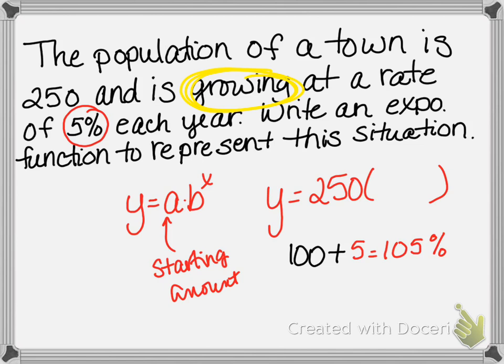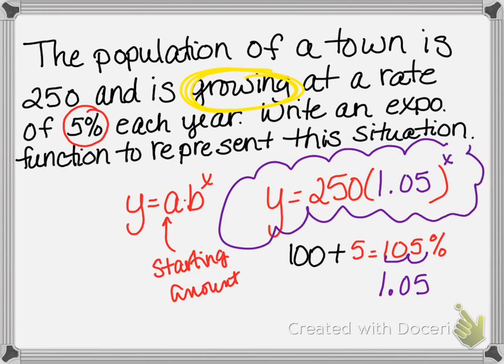But I can't put a percent back into my equation. I have to change it to a decimal. So it would be 1.05. Those of you that don't do it my way, that's fine. As you watch this, just make sure you got the 1.05 to the x power. Write an exponential function to represent the situation.